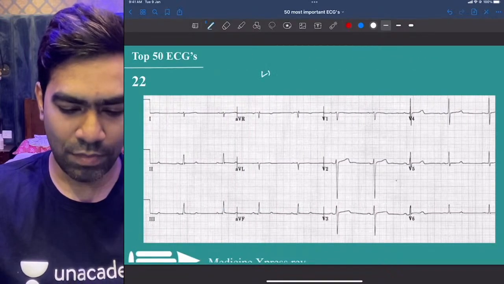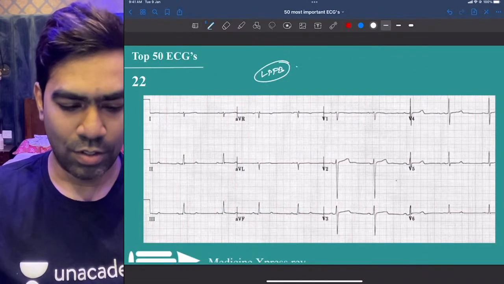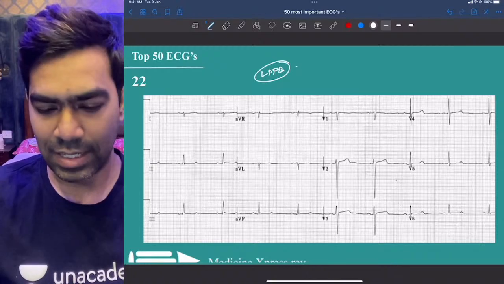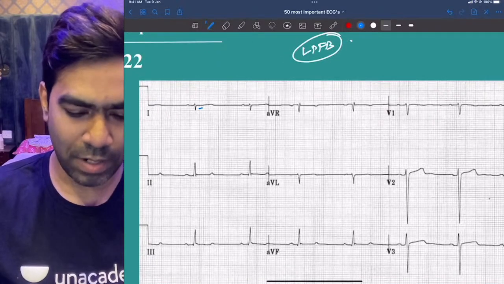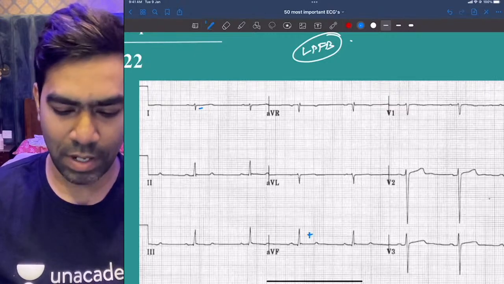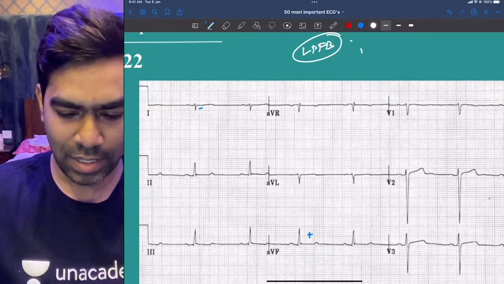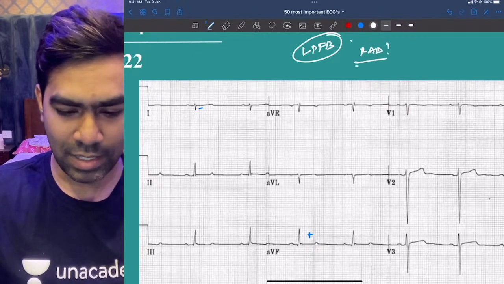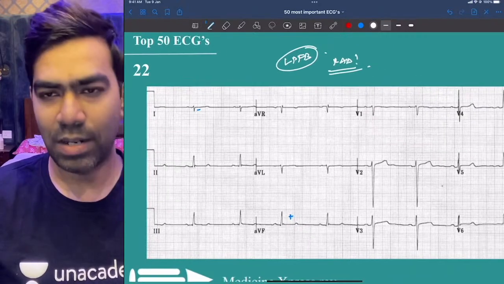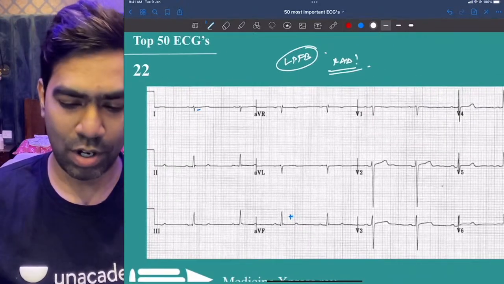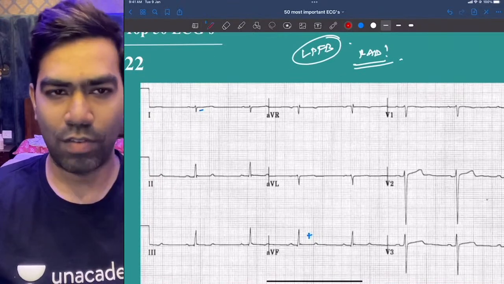And look at this one. This is an example of a left posterior fascicular block. If I ask you what the axis seen in the ECG is, you'll clearly say that lead 1 is primarily negative, but lead aVF is primarily positive. So this clearly suggests that this patient has a right axis deviation. And what are the findings that you will expect in a patient with left posterior fascicular block and not anterior fascicular block? It's the opposite of anterior fascicular block.